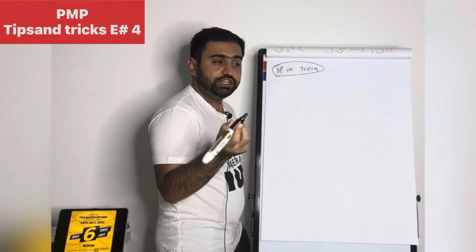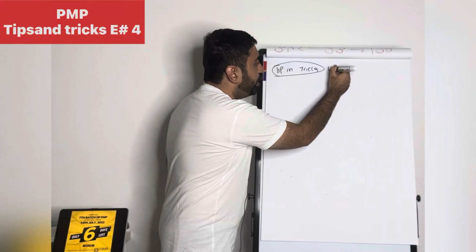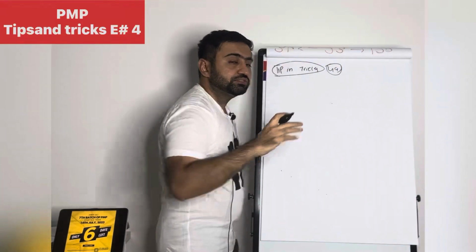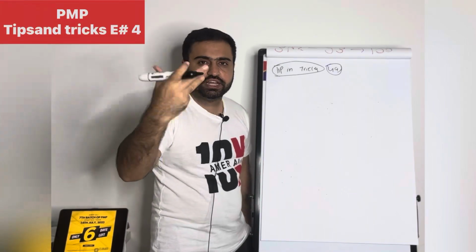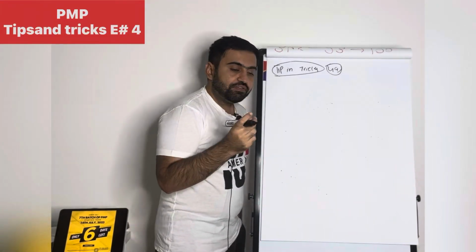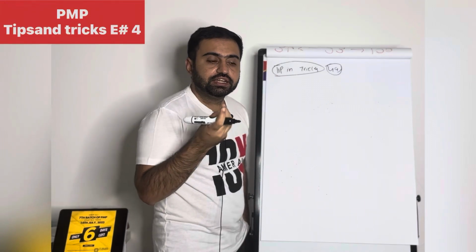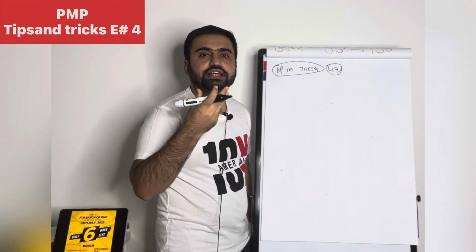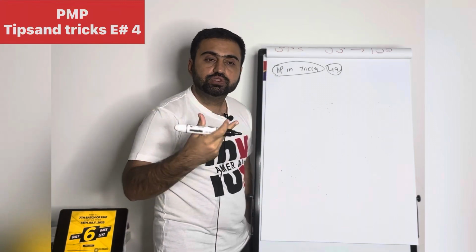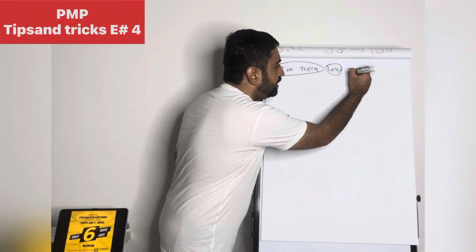We had, I guess, 48 points before. Now point number 49. First we will discuss something about quality, and then we will go to risk, and then we'll see as we move forward. Whenever the question says that you are checking the deliverable or the deliverable is being inspected, the tool that you use is called inspection.